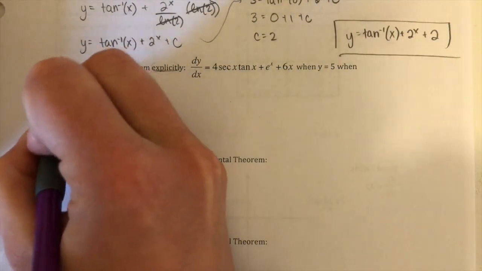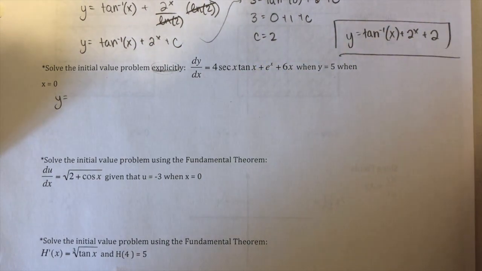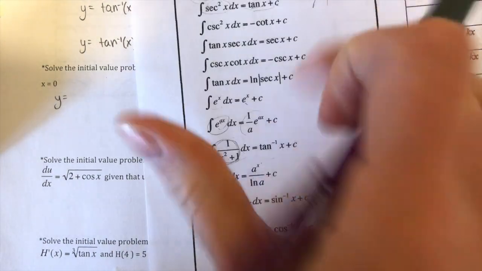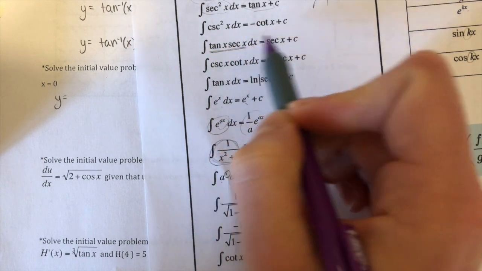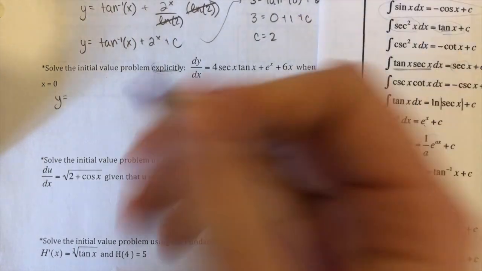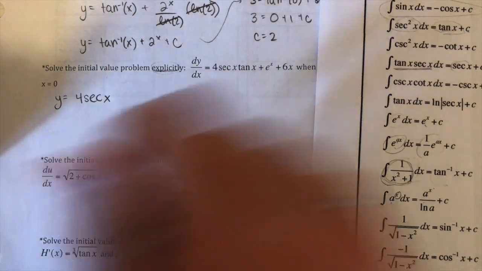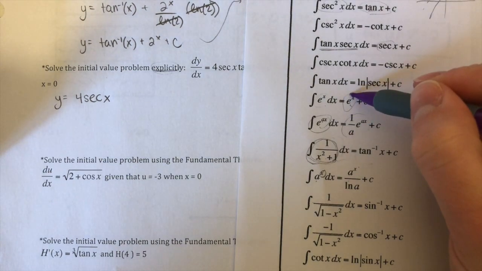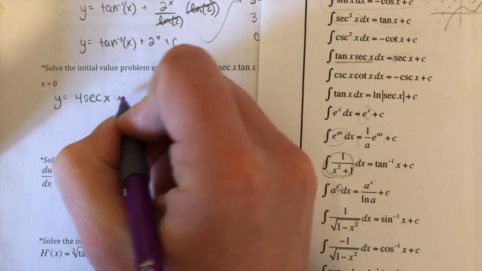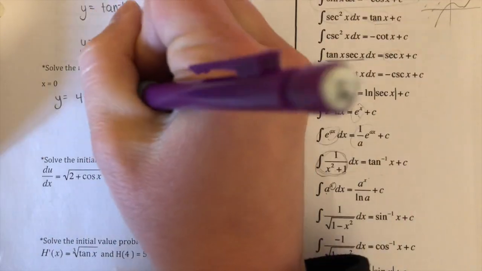So y must be. So we've got 4 secant x tan x. So I'm going to look at my formula sheet. See how secant x tan x is here? Okay, that must have started as secant. So this would be 4 secant x. And then the integral of e to the x is e to the x. So that's this guy. So plus e to the x. Let's make it a better plus.